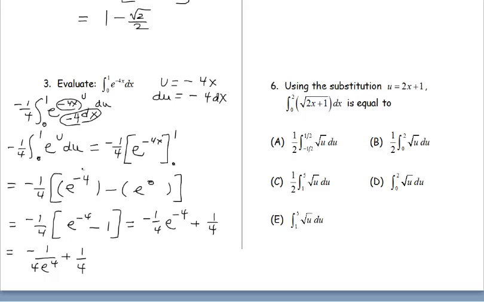Something else you could do here is you could get a common denominator. That would require you to multiply the 1/4 by e to the 4 over e to the 4. In doing so, you rewrite as a single fraction with the denominator of 4e to the 4th.